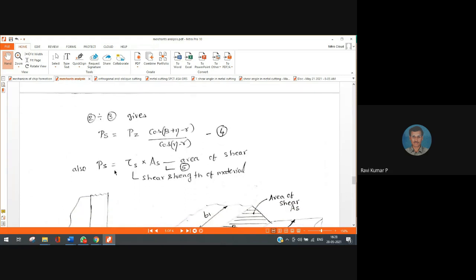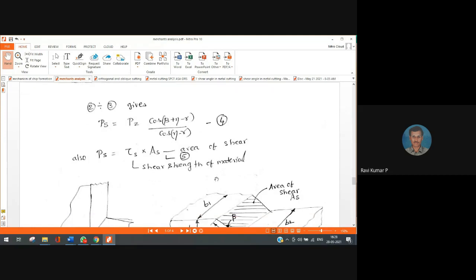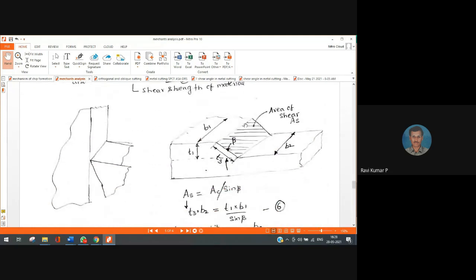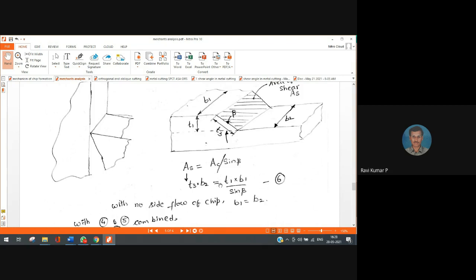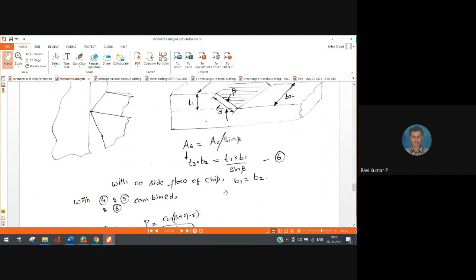Further, I may write PS is equal to tau S into AS. Tau S stands for the shear strength of the material, that means it is a property of the material. AS is nothing but the area of shear. If I try to observe this area of shear, I am showing a section. That is nothing but my area of shear. This area of shear is t2 into b2, that is equal to T1 into B1 by sin beta. So thickness of the chip before cutting, width of the chip before cutting, T1 B1 by sin beta, right?